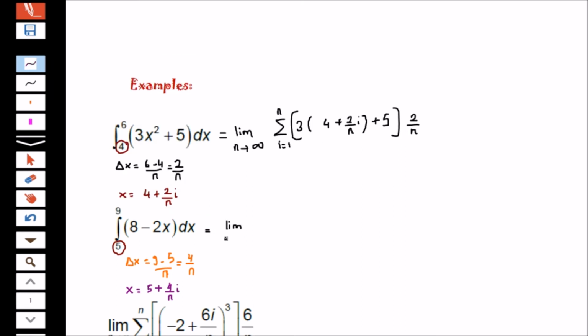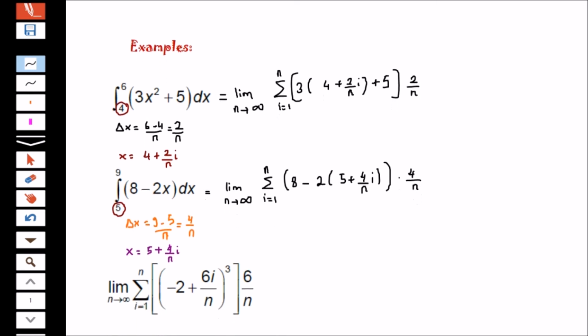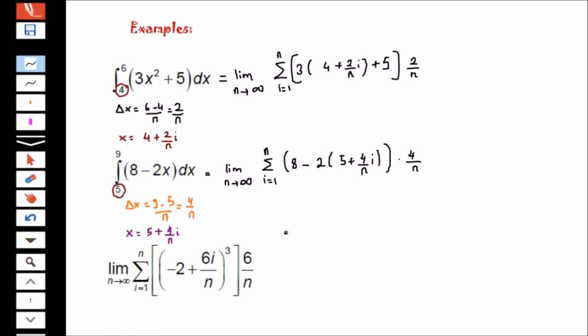Limit n goes to infinity, sigma notation from i to n. 8 is a constant value, 8 minus 2 is a coefficient. Instead of x, you will write 5 plus 4 over n times i. And instead of dx, you will write delta x, which is 4 over n. Okay, we completed the first two examples.